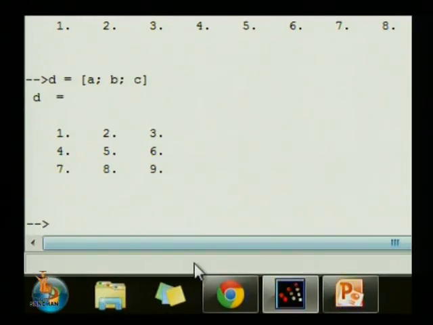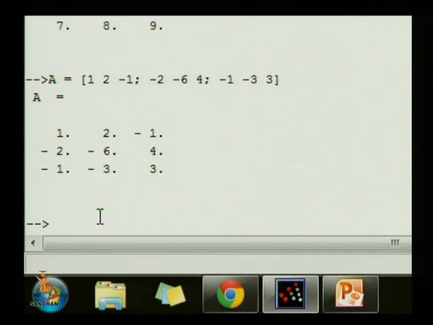I will go to Scilab. Yeah, let me zoom it again so you can see. Okay, now from the equations I have a matrix A and matrix B. Let me define matrix A equals to what I had: 1 2 minus 1, next row would be minus 2 minus 6 4, and the third row is minus 1 minus 3 3. Okay, bracket close, hit enter. This is the matrix A. I hope it is correct.